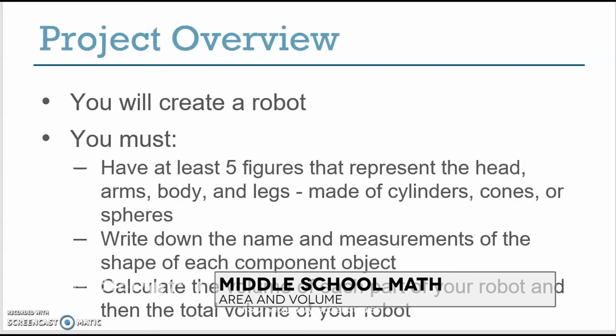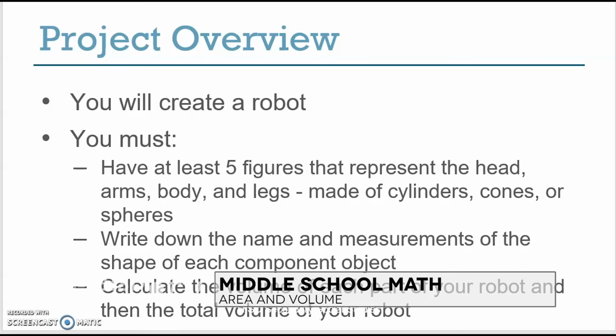So let's look at the project overview for our 8th graders. You too will be creating a robot. It's got to have 5 figures, and please make sure that all of your robots have a head, arms, a body, and legs. But you need to include cylinders, cones, and spheres. Now, it will be okay if you use prisms or pyramids in your robot, but we definitely need to make sure that you've got some cylinders, cones, or spheres on your robot as well.